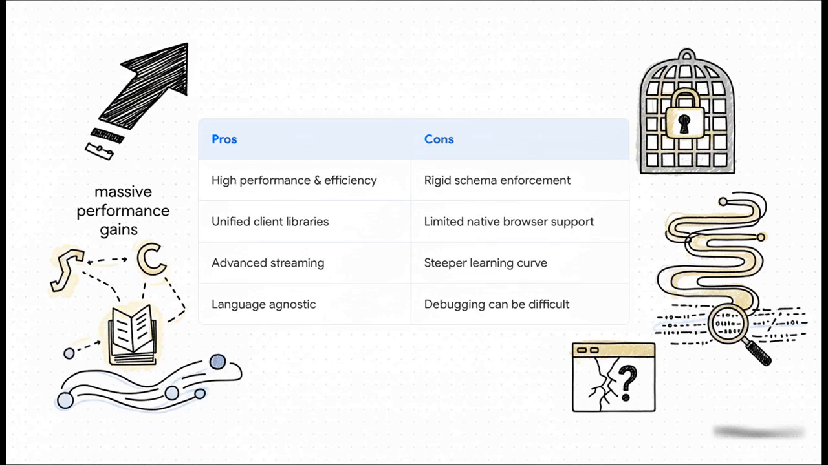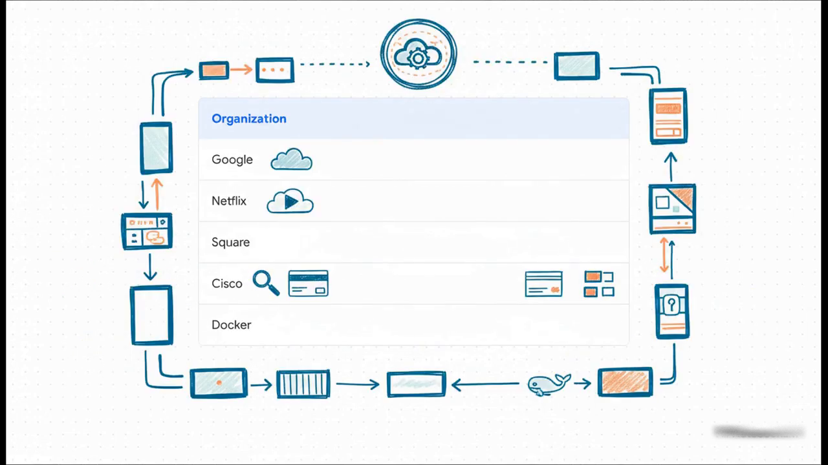But there's a flip side. That strict schema can feel a bit like a straitjacket if you're coming from the loosey-goosey world of JSON. It also doesn't work in a web browser out of the box. You need a little helper for that. And yeah, trying to debug a stream of binary data can be a whole lot trickier than just looking at plain old text.